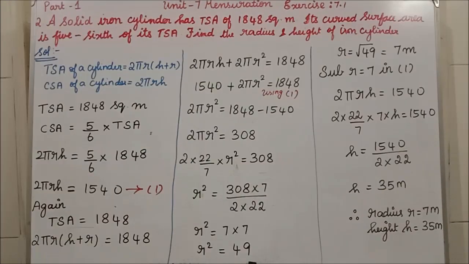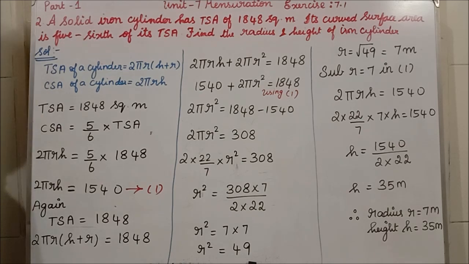Yes. Second question: a solid iron cylinder has total surface area of 1848. Students, all the questions you are going to copy from your book, because somewhere I will be writing the short form. So you have to copy the question from your book only. Don't write what I am writing because I will write in short form, and when you read it, sometimes it may be confusing. So write the question alone from your book.